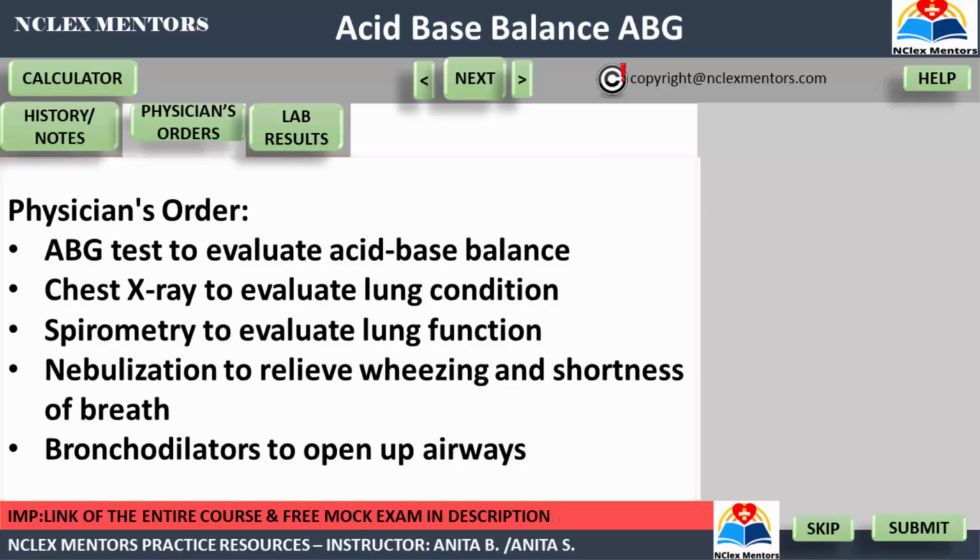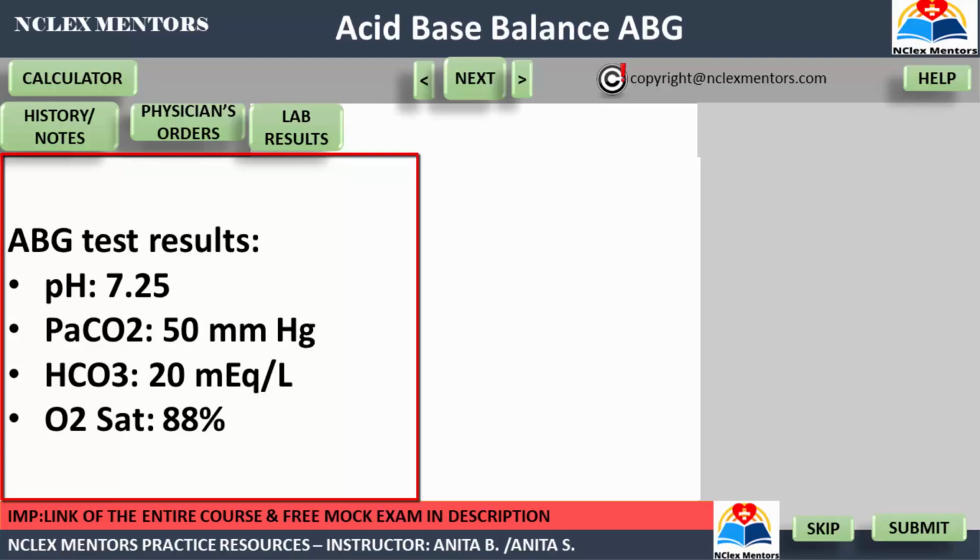The lab results from the arterial blood gas test reveal a pH of 7.25, indicating a state of acidosis. The partial pressure of carbon dioxide is 50 mmHg, which is elevated, suggesting respiratory acidosis. The bicarbonate level is 20 milliequivalents per liter, which is slightly low, reflecting a possible metabolic component contributing to the acid-base imbalance. The oxygen saturation remains at 88%, highlighting ongoing hypoxemia despite the interventions. These findings guide the physician and nursing team in tailoring the appropriate treatment to stabilize the patient's condition and address the underlying causes of his respiratory distress.